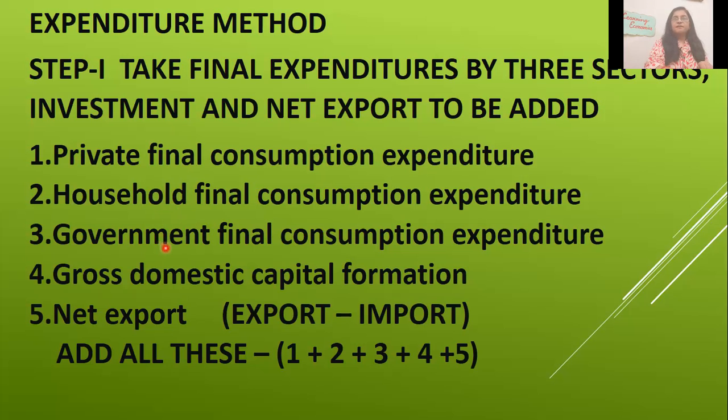Then there is government final consumption expenditure. Government is also making expenditure. It is providing goods and services to common people, and for that it is making expenditure. My expenditure can be part of private final consumption expenditure, and also of household final consumption expenditure. How? If I am producing goods and services, like providing you some teaching, and for this I am using internet and paying for internet, that will be included in private final consumption expenditure.